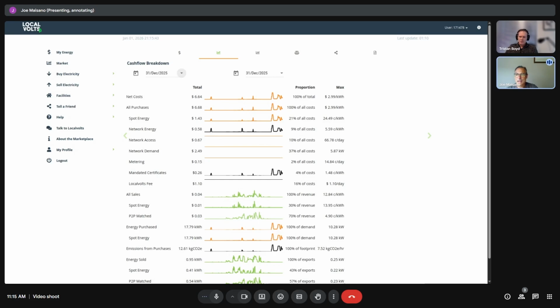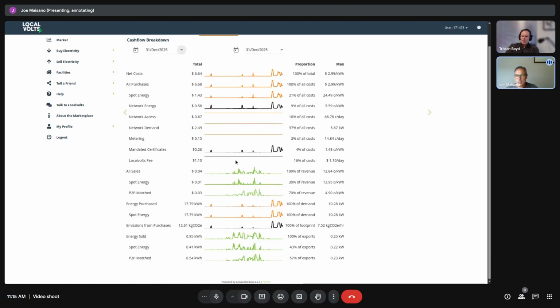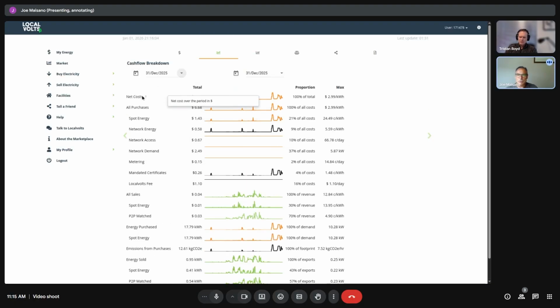So here's my activity for yesterday. And you can see here it was New Year's Eve, so quite a bit of activity in the evening. But basically, quite a flat usage profile. Well, sorry, cost profile there. If we start at the top here, we've essentially got the net cost for today. So essentially, $6.64 was what yesterday cost me.